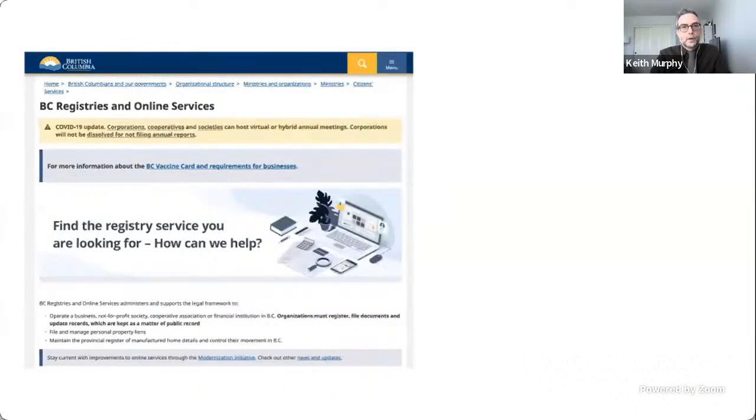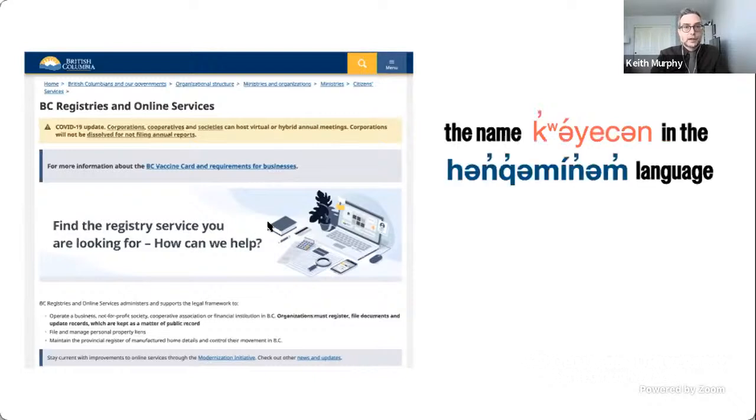In 2021, a woman named Cheyenne Cunningham tried to register the name of her husband's new contracting business with the local government in British Columbia. The name of the company, Koyatsan, means grizzly bear in their ancestral language, Hunkamitnum. But when Cunningham logged in to register the name, her request was denied.